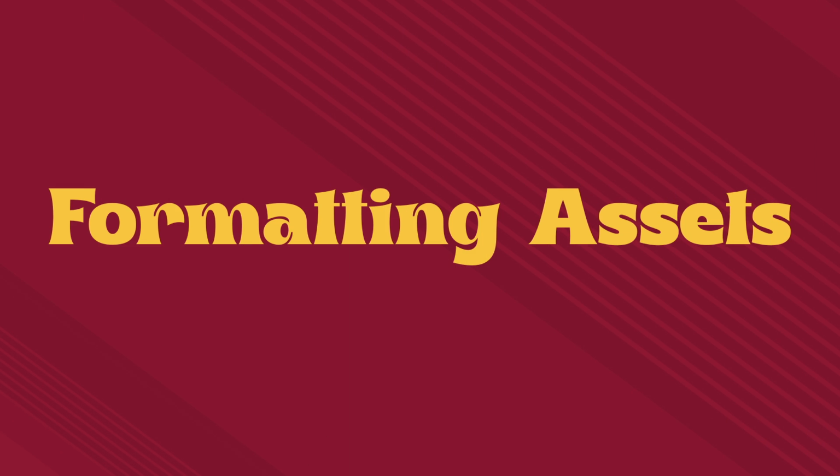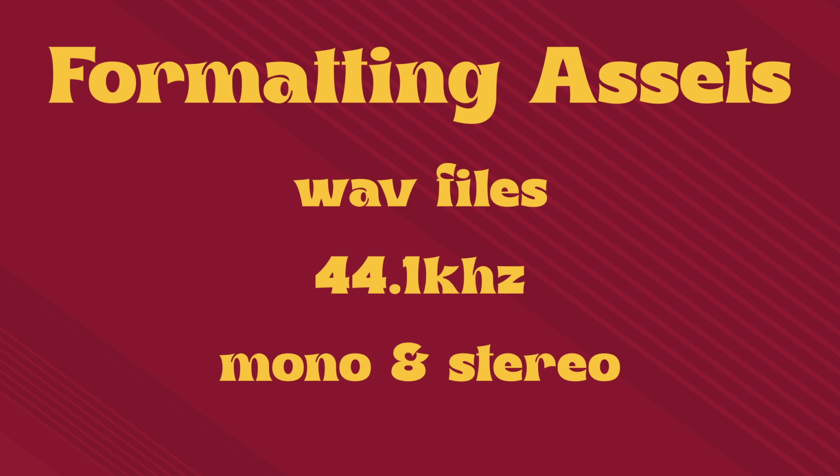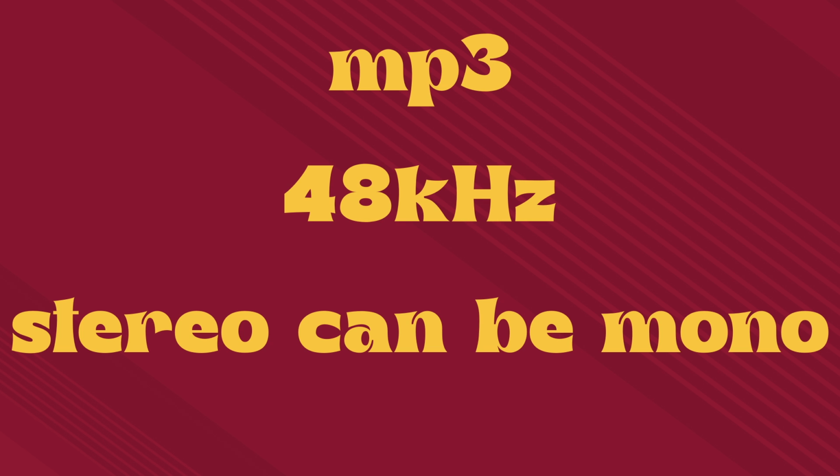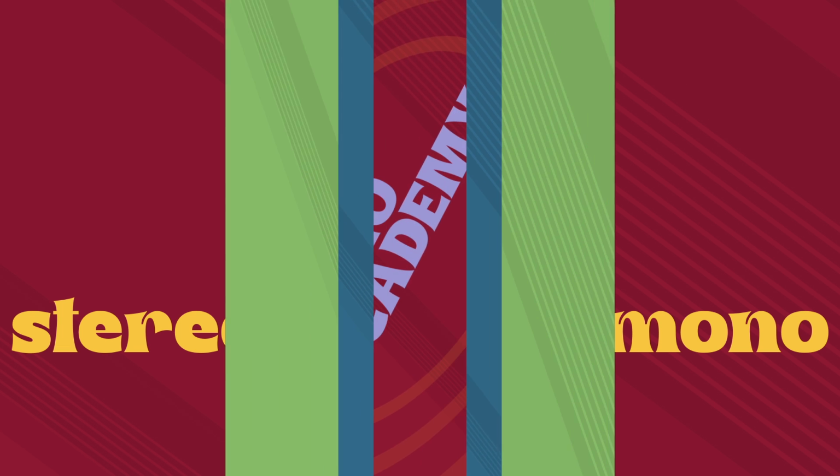For your custom audio assets, Source 2 prefers using WAV files at 44.1 kHz, mono and stereo files. But there is flexibility. I've seen MP3s and 48 kHz be used. And also, stereo width is something that we will control later on in this video.